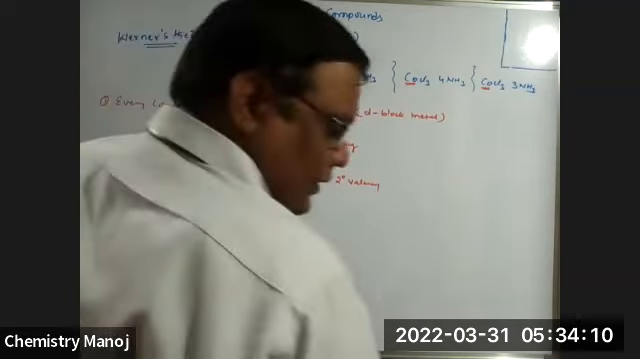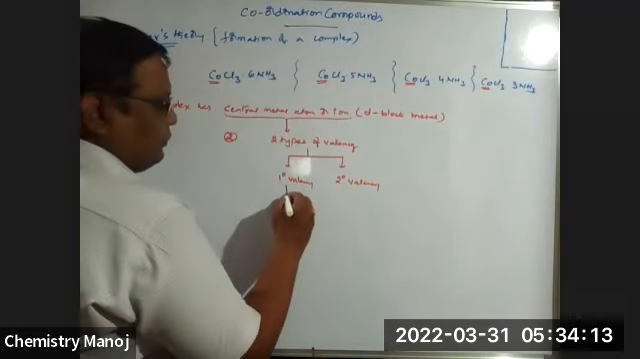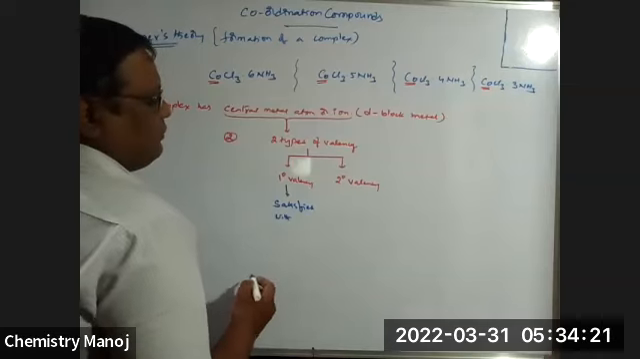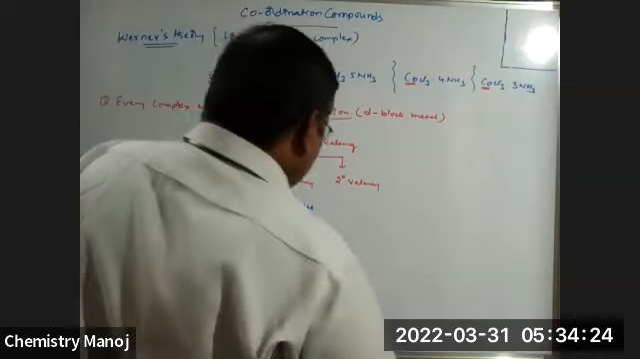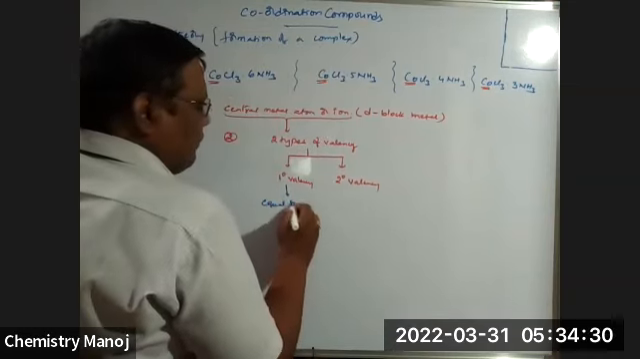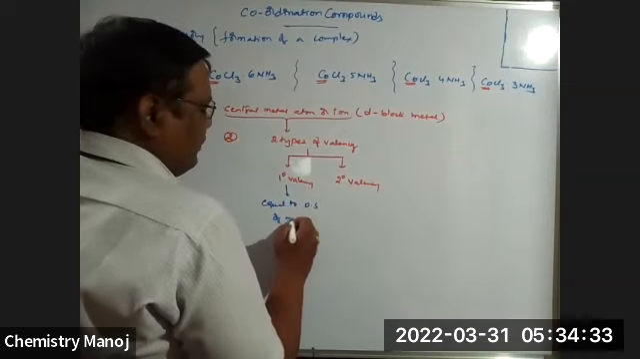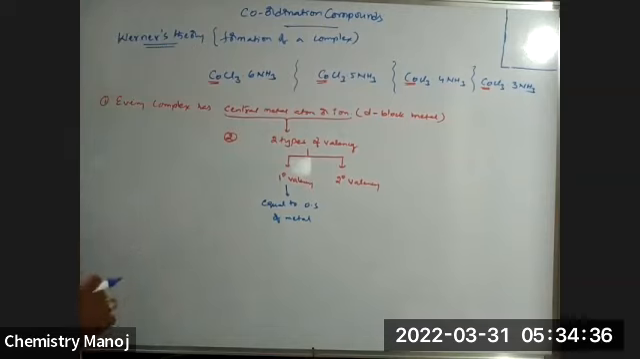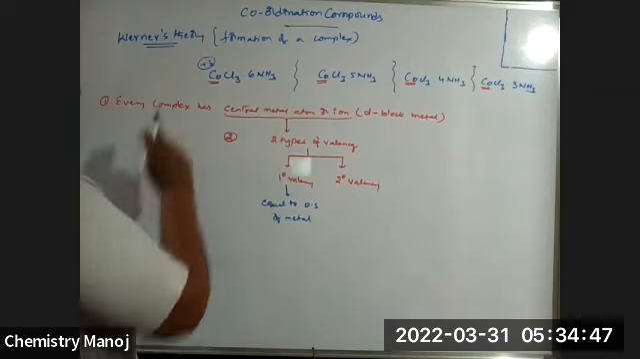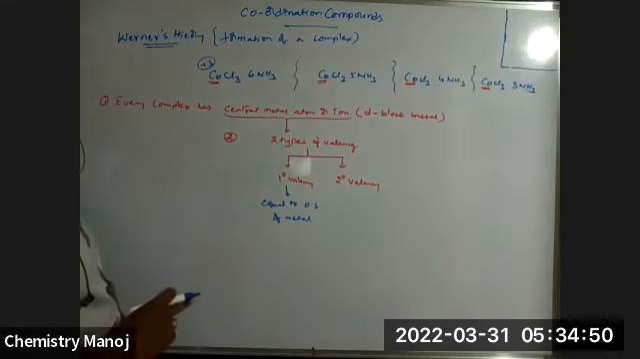Primary valency is satisfied with, actually, primary valency equals the oxidation state of metal. Primary valency equals the oxidation state of metal. So for example, in this complex, cobalt has a +3 oxidation state. Therefore, primary valency is equal to 3. In all these cases, cobalt has +3.